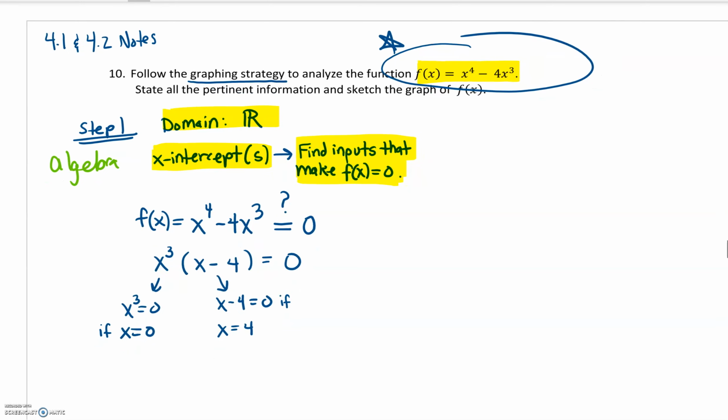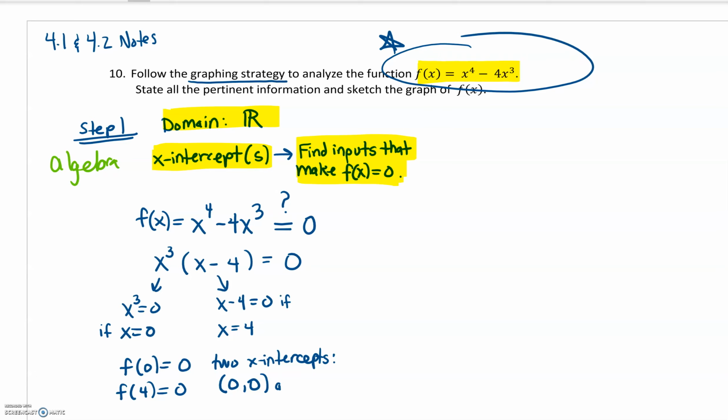So there are 2 x-intercepts here. If I input a 0 into my function, I'll get a 0 output. And if I input a 4 into the function, I'll get a 0 output. So we have 2 x-intercepts. One at the point (0, 0). The input was 0 and the output was 0. And the other x-intercept is at the point (4, 0). If I input a 4, I output a 0.